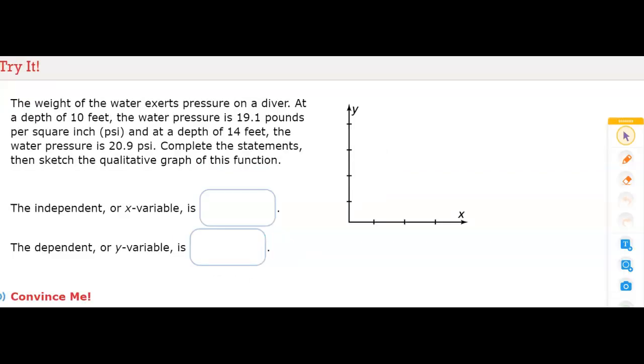The weight of the water exerts pressure on a diver. At a depth of 10 feet, the water pressure is 19 1/10 pounds per square inch, psi, and at a depth of 14 feet, the water pressure is 20 9/10 psi. Complete the statements, then sketch the qualitative graph of this function.